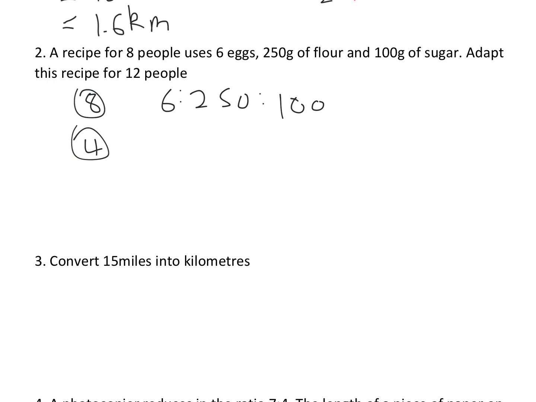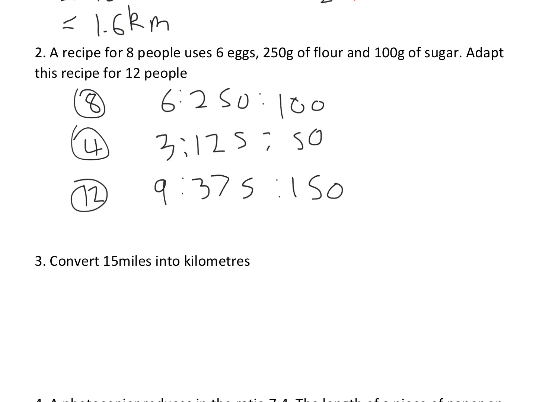If I only have 4 people, I only need half the ingredients, which would be 3, 125, and 50. Why did I get 4? Well, I want to get to 12, and I know that 4 fits into 12. I could now triple that to get to 12. So instead of going all the way down from 8 to 1 and then up to 12, I can just go 8 to 4, half it, and now triple it. 9, 150, that's an easy one to do.